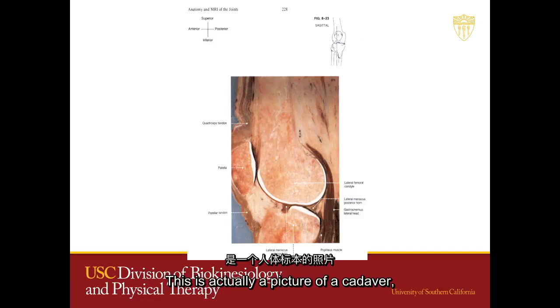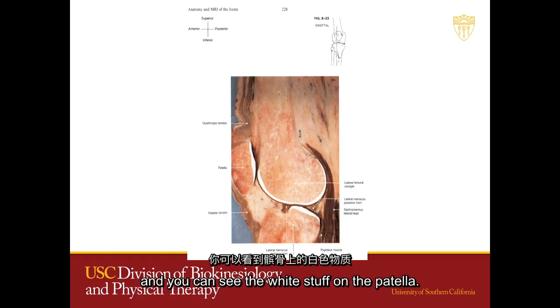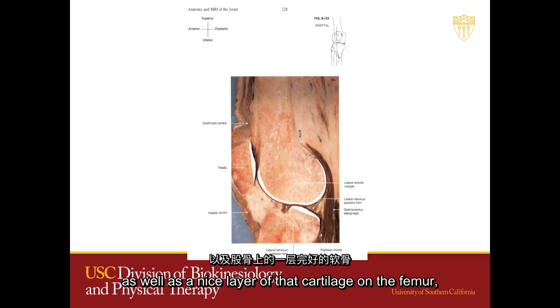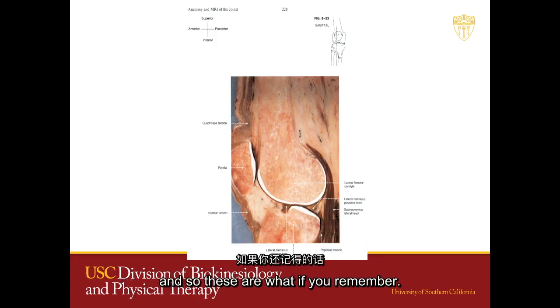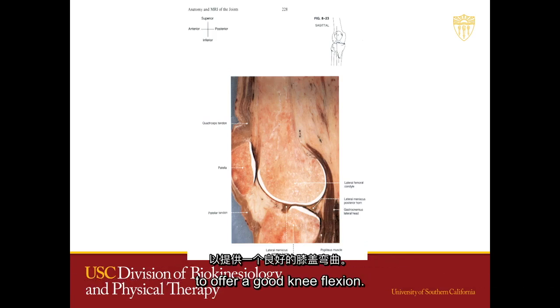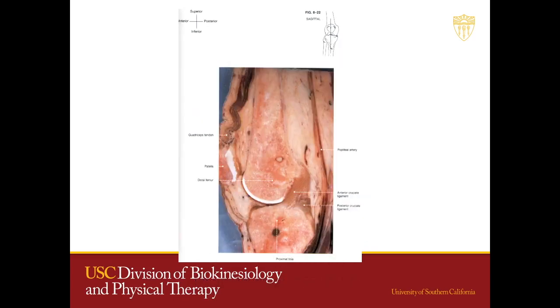This is actually a picture of a cadaver. It's kind of a cross section through the cadaver, and you can see the white stuff on the patella. So you see the back, we have this nice, smooth, shiny white cartilage, as well as a nice layer of that cartilage on the femur. And so these are, if you remember when we talked about cartilage in general, that cartilage that directly connects to the subchondral bone and allows for that smooth surface to allow for good knee flexion.